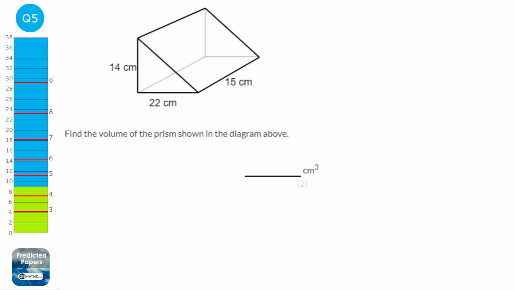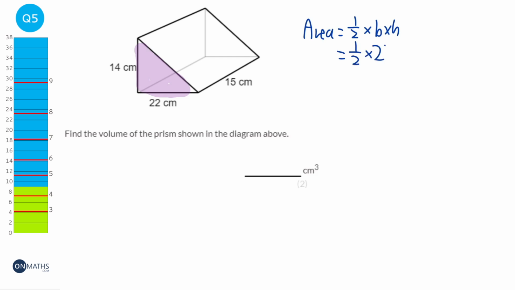To work out the area of this prism, we need to first of all work out the area of the cross section, which is this part here, so this triangle here. So to do that, I'm going to do half times base times height. So it's going to be half times the base, which is 22, times the height, which is 14. That gives us 154.